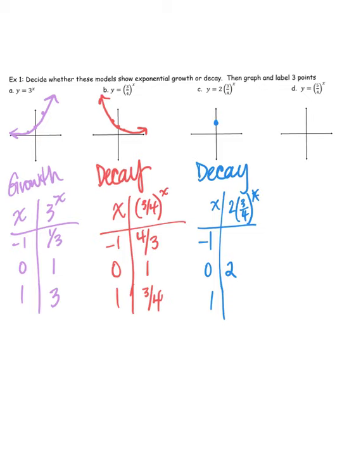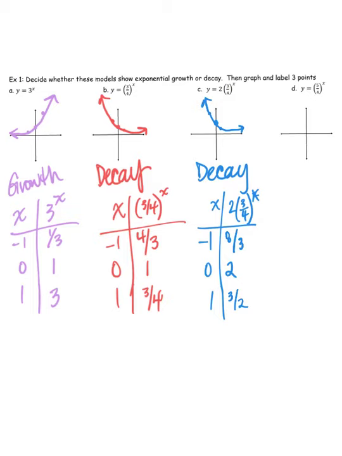Okay, when I plug in 1, 3/4 to the 1 power is 3/4, times 2 is going to give me 6/4, which can be reduced to 3/2. And then negative 1 is the x value. 3/4 to the negative 1 power would give me 4/3. And then times that 2, that initial value, is going to give me 8/3. Okay, so plotting these points, 1, 3/2, and then negative 1, 8/3 would be up here. So again, still showing that decay.